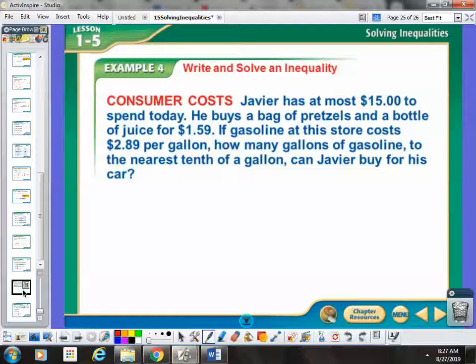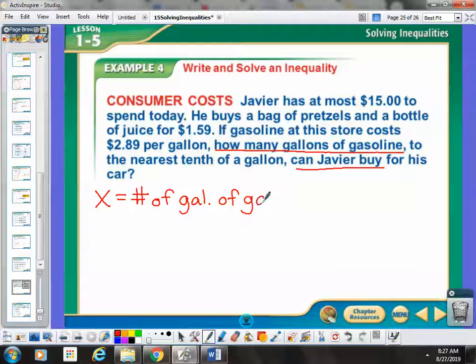When we have a word problem like this, I think it's very important that you understand the question. What are they asking of us to find? How many gallons of gas, to the nearest tenth of a gallon, can Javier buy? Okay? That's the unknown. That's what we need to let x be, or whatever variable you choose to use. I'm going to use x. x is going to be identified as what we are trying to find. We're trying to find the number of gallons of gas. So x is the number of gallons of gas. It's very important that you define your variable. Start with that every time.